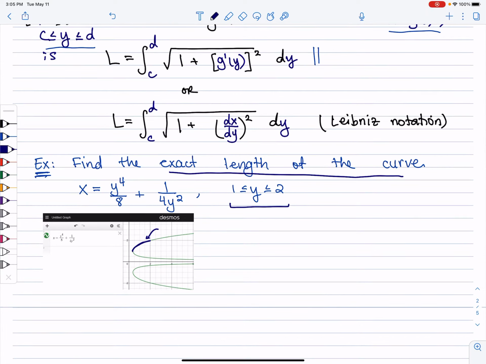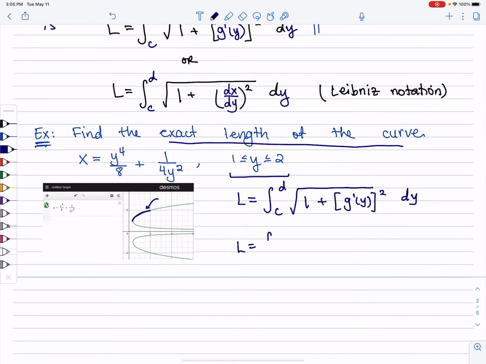And again, we're going to find this length using the formula provided. That is the integral from c to d of the square root of 1 plus g prime of y squared dy. We know what c and d are. We know that c is 1 and d is 2, so we're looking at the integral from 1 to 2 of the square root of whatever we get here, which we're going to be doing on the side, dy.